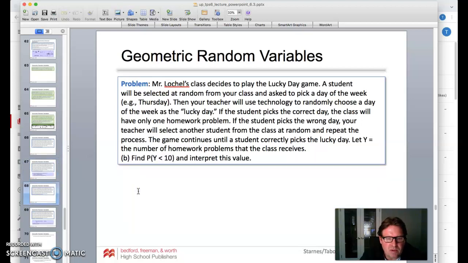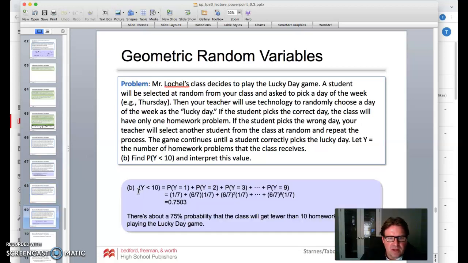Now, how would you find the probability of getting less than 10? Okay, so what we'd have to do there is find the probability of 1, 2, 3, all the way up to 9. Now remember, our probabilities that we'd have here are 1/7 because you got it on the first one. For the second one, you'd have 1 failure and 1 success. For 3, it would be 2 failures and 1 success, and so on and so forth. And if you calculate all those, we would say, hey, there's a 75% chance that we're going to get fewer than 10 homework problems by playing this game.